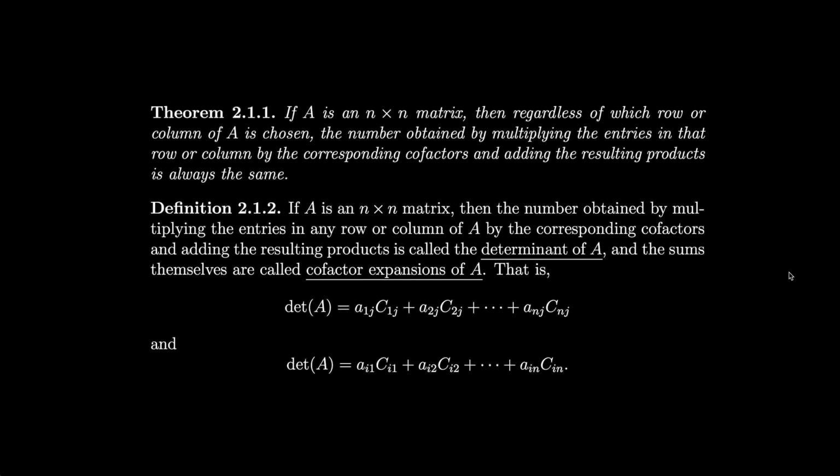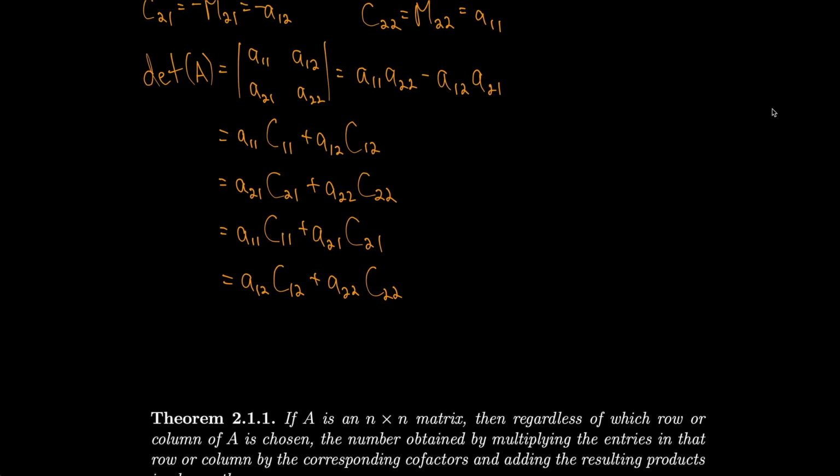If A is an n by n matrix, then regardless of which row or column of A is chosen, the number obtained by multiplying the entries in that row or column by the corresponding cofactors and adding the resulting products is always the same. That's basically what we just saw over here. It doesn't matter which row or column. Notice all of these were the first row, these were the second row, first column, second column. The result is the same.